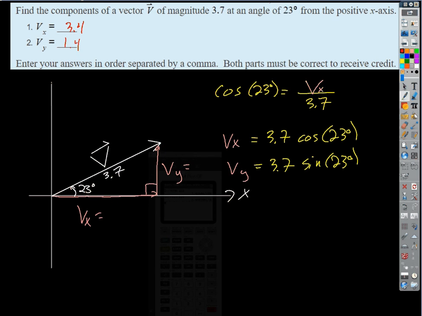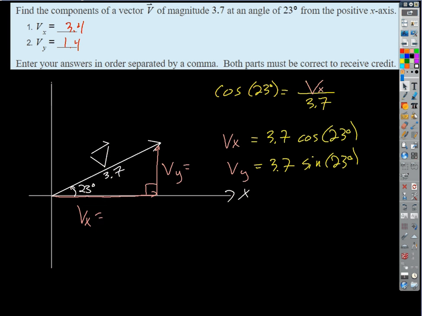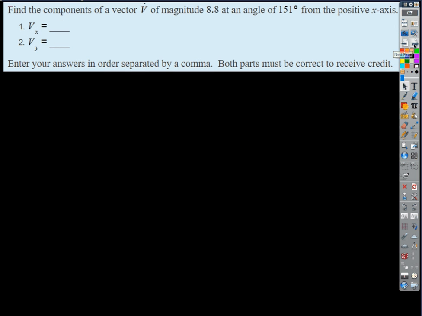Okay, and let's check ourselves. There they are, 3.4, 1.4. Those are the answers. Okay? Straight from Moodle. All right, so how about this one? A little different, right? So what about this time? What am I going to do differently here?